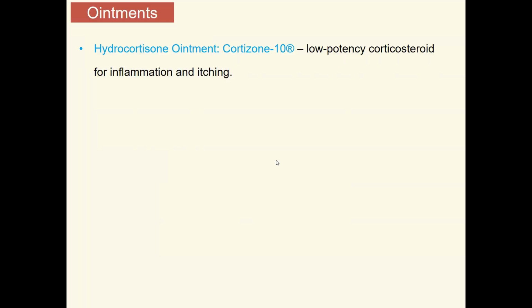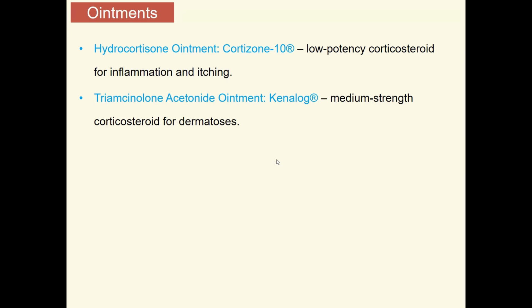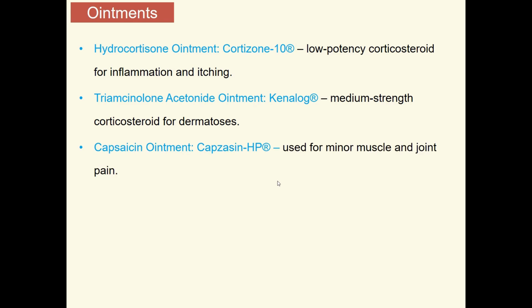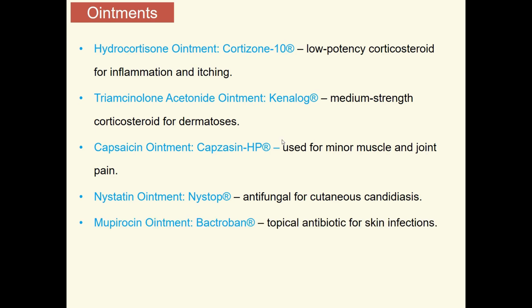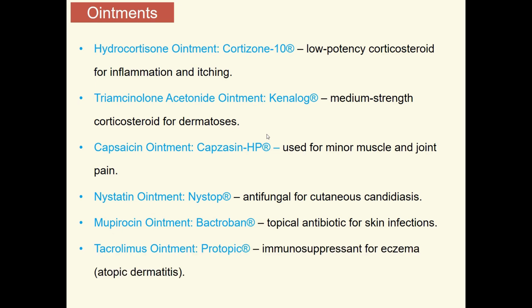The best examples of ointments are hydrocortisone ointment, which comes in various potencies, generally used for inflammation, dermatitis, and itching; triamcinolone, a medium-strength steroid for dermatitis; capsaicin ointment used for joint pains or also post-herpetic neuralgia; nystatin ointment for antifungal; mupirocin, which is Bactroban, a topical antibiotic for skin infection; and tacrolimus, which is the very popular Protopic for eczema in those who cannot tolerate or do not respond to topical steroids, and it can also be applied on the face.